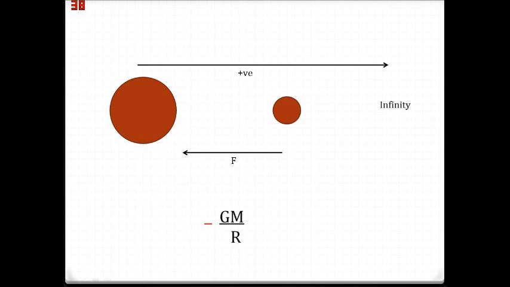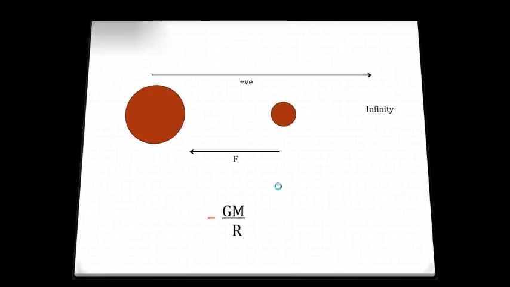Because also, if you think about it, the potential energy is the work done to move an object from infinity to a point in a field. We do not actually have to do work on that object. It will instinctively want to go towards the other object. So it will always be a negative value.